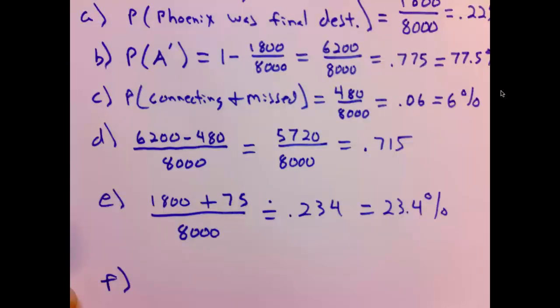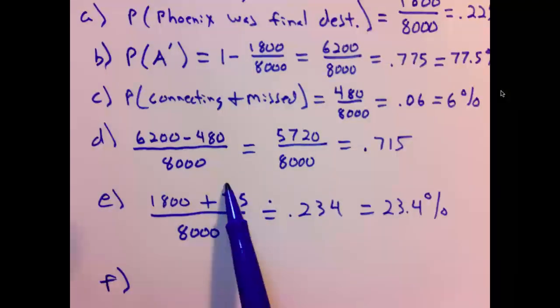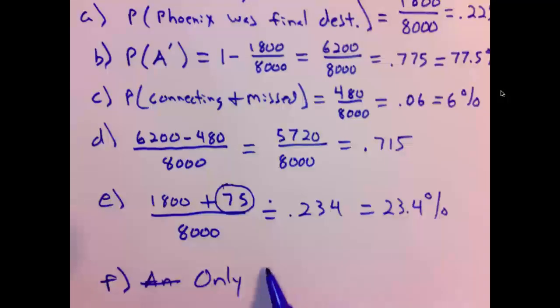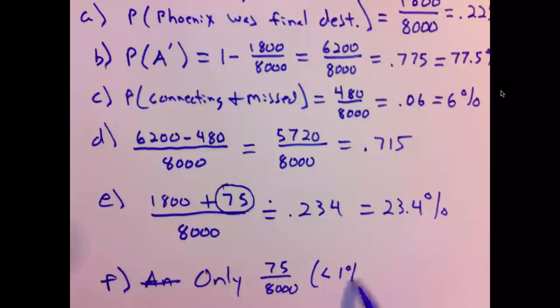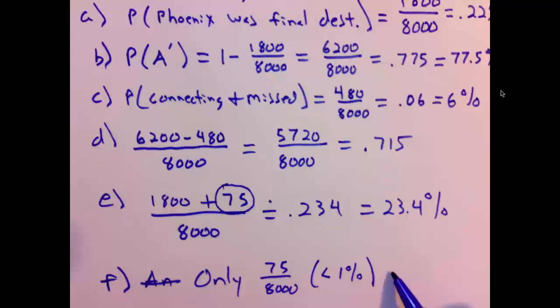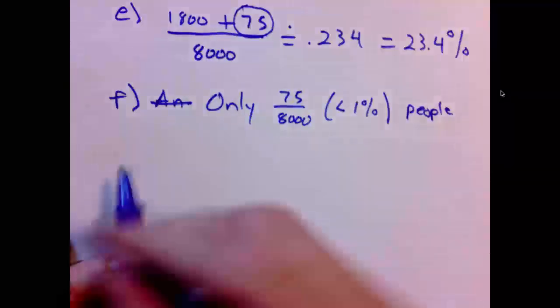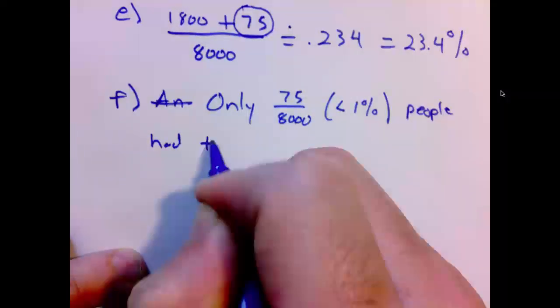Well, very few of the people, only 75 people of the 8,000 were going to be staying overnight, okay? Only 75 over 8,000, and this is less than 1%. Less than 1%. You can do that division. 80 over 8,000 would be exactly 1%. People had to stay overnight.